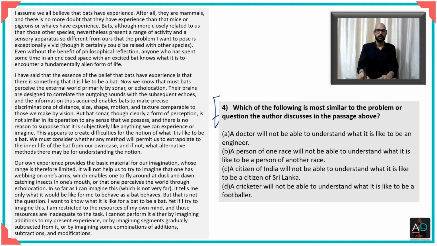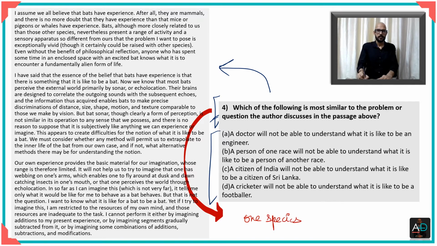So in question number 4, we are required to see which of these options is most similar to the problem that has been discussed in the passage. So obviously we'd have to look once again at the problem discussed in the passage. The problem discussed in the passage is basically this: is it possible for one species, in this case humans, for us to understand what the experience of another species, a different species, is? He's taken the example of bats, but as you'd see in the passage, he said that this problem could have been raised with other species as well.